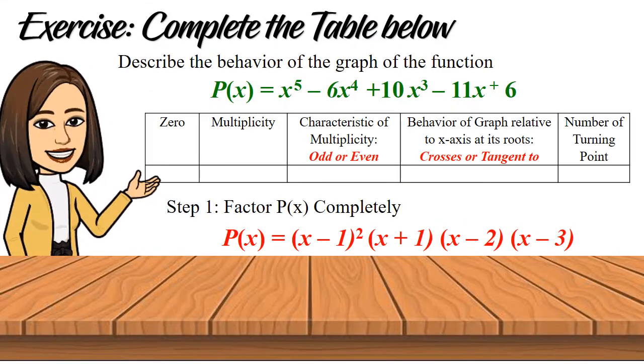Now let us answer the next table. Step 1. We need to factor our polynomial function completely. Thus, our p of x will be equal to the square of the quantity x minus 1 times the quantity x plus 1 times the quantity x minus 2 times the quantity x minus 3.